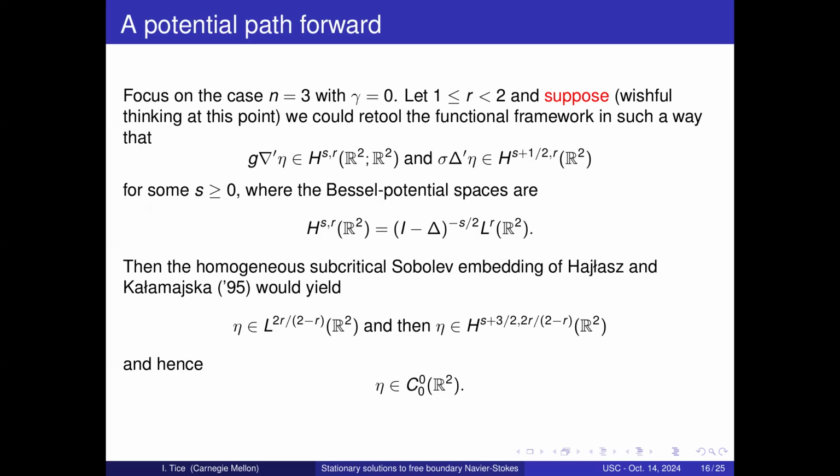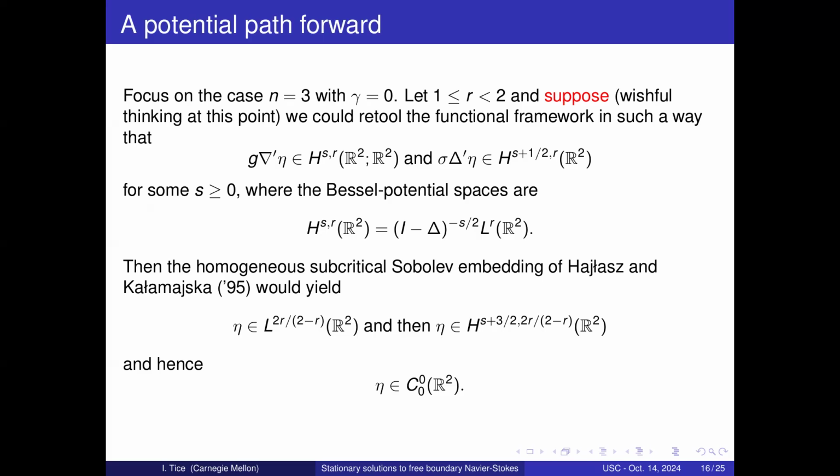In that case, let's say we were to assume that the gradient is in H^S_R and the Laplacian is in H^(S+1/2)_R, where these spaces now are the Bessel potential spaces that I've defined here. These are the standard Fourier analytic Sobolev spaces with integrability not equal to 2. Then the crucial observation is that in this context, you can use a homogeneous subcritical Sobolev embedding that was proved by Hailash and Kelemaishka back in '95. And what it would tell you is that because you have dropped into this subcritical regime, your function eta will in fact hop up into some standard Lebesgue space.